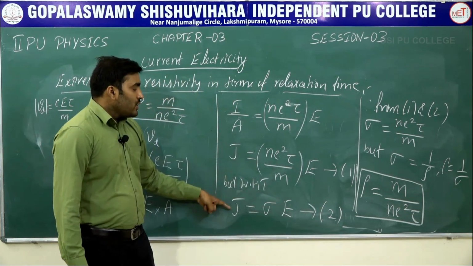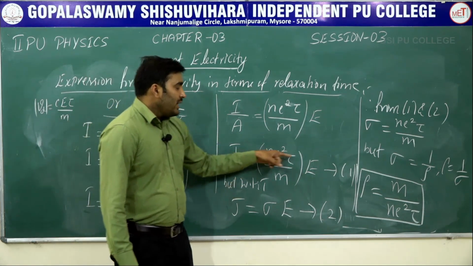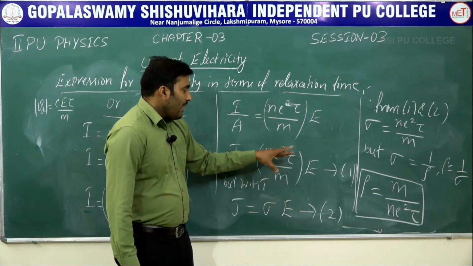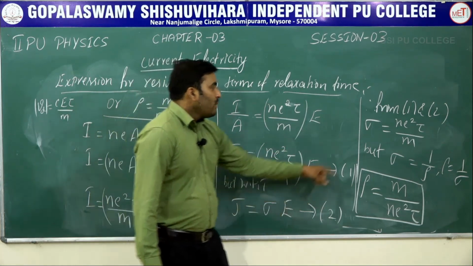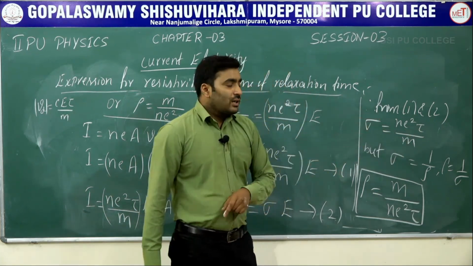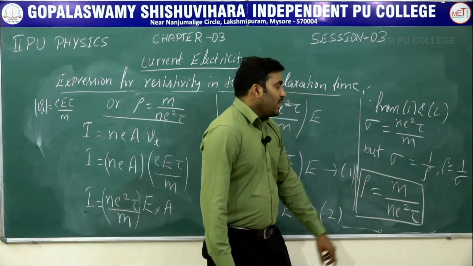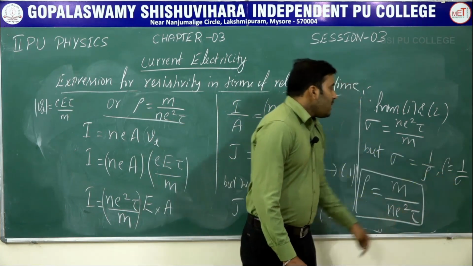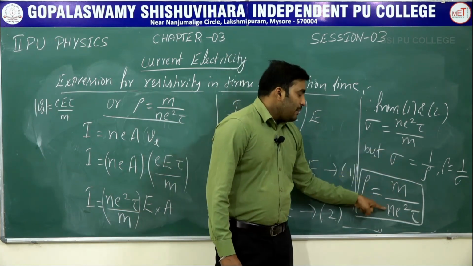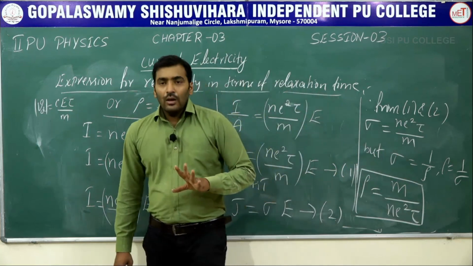Let us compare equation 1 and 2. If I compare them, the left hand side is the same, so we can equate the RHS also. E and E are the same, which means the quantity inside the bracket should be equal to sigma. Therefore, sigma is equal to n e square tau by m. We know that sigma is the conductivity. The reciprocal of conductivity is called resistivity. Therefore, rho is equal to 1 by sigma, so if I write the equation for rho, it will be m divided by n e square tau. This is the required equation.